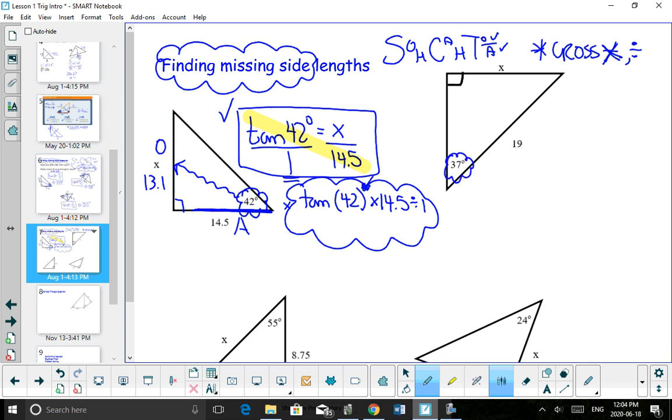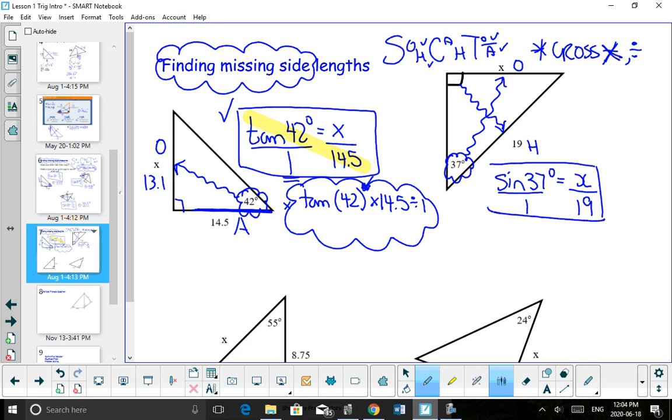So we're going to stand at the 37 degrees because that's the angle that I'm given. This one is across from the box, so that is your hypotenuse. This one's all the way on the other side, so that is your opposite. So O and H is sine. So we're going to write sine 37 equals opposite over hypotenuse, and then we're going to put this over 1. So that is what I need to see on your page.